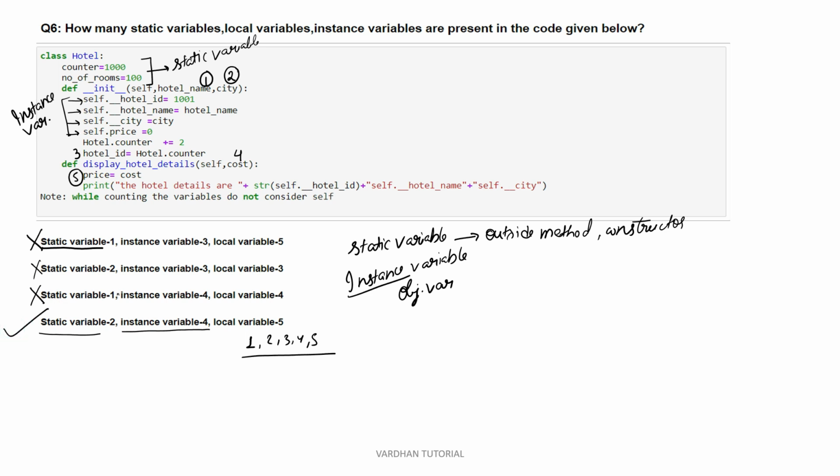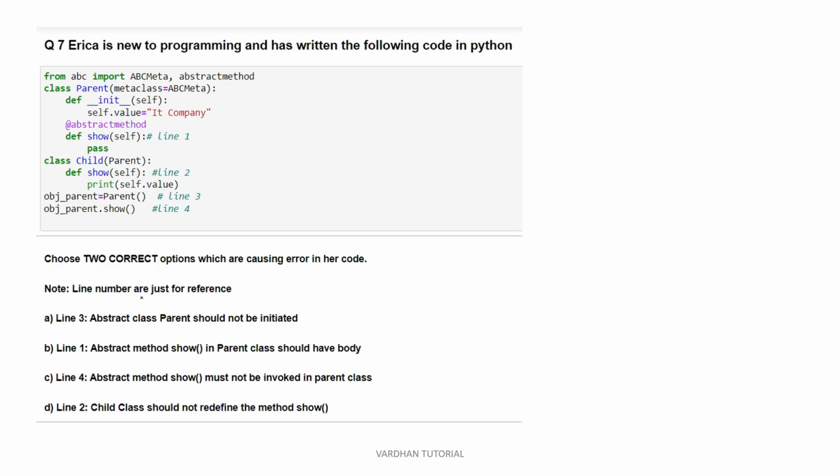This is a question which is asked in each and every slot. This is an easy question. We should not leave these types of questions. Now next question. See, this question is actually asked in slot second. In every slot, they are asking one question on abstract method.